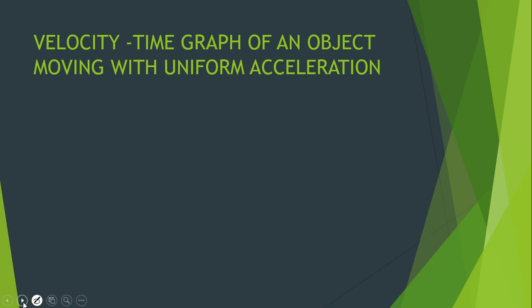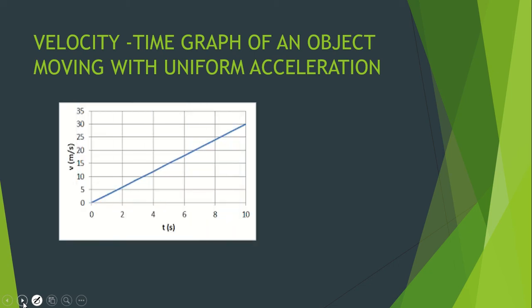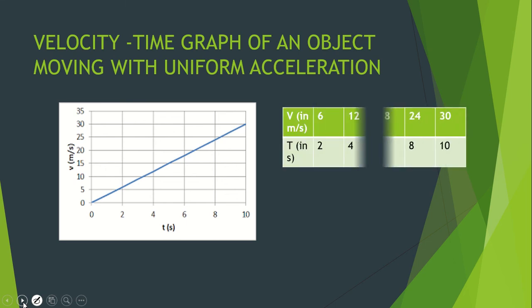Next one is about velocity time graph of an object moving with uniform acceleration. Let us see this one, and there is a corresponding table also. In 2 seconds the velocity is 6 meter per second. In 4 seconds the velocity is changed now, and it is 12 meter per second. 6 seconds it is 18 meter per second. After 8 seconds it is 24 meter per second, and after 10 seconds you can find the velocity is again changed, and it is 30 meter per second.